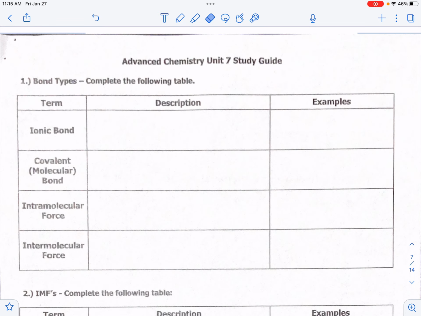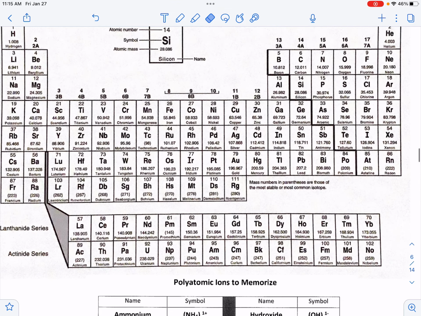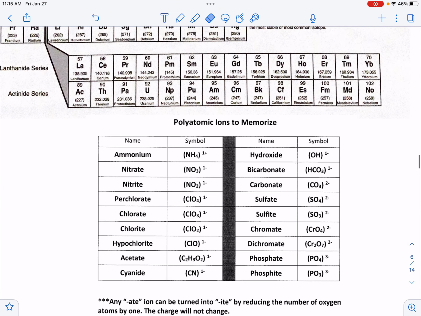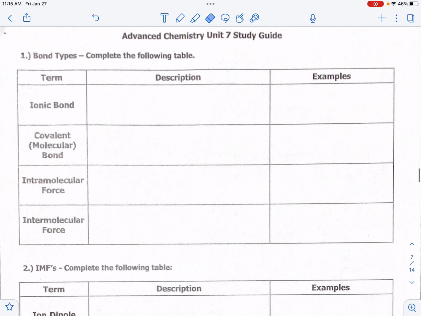All right, so this is the Unit 7 study guide. I'm going to be referring up to this periodic table occasionally whenever we need that. If you're working on this, it will help you to have that kind of ready. All right, so let's get started.